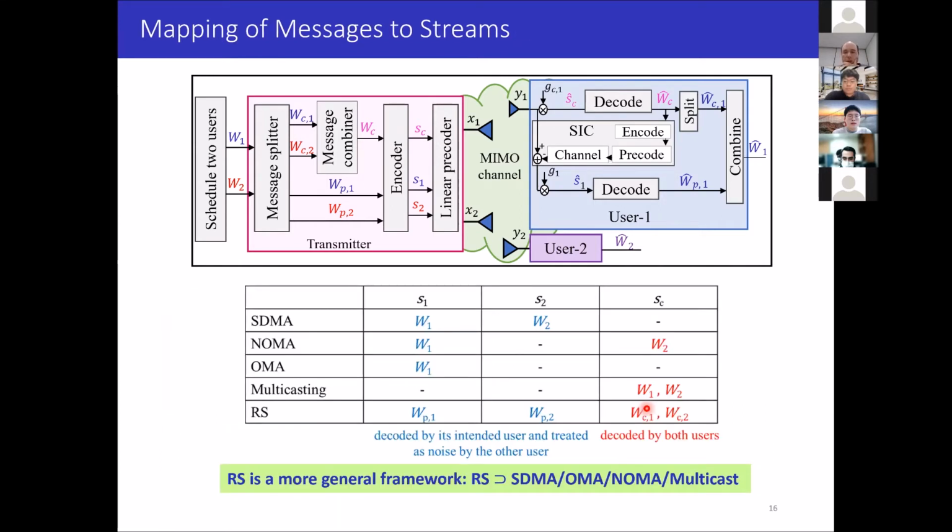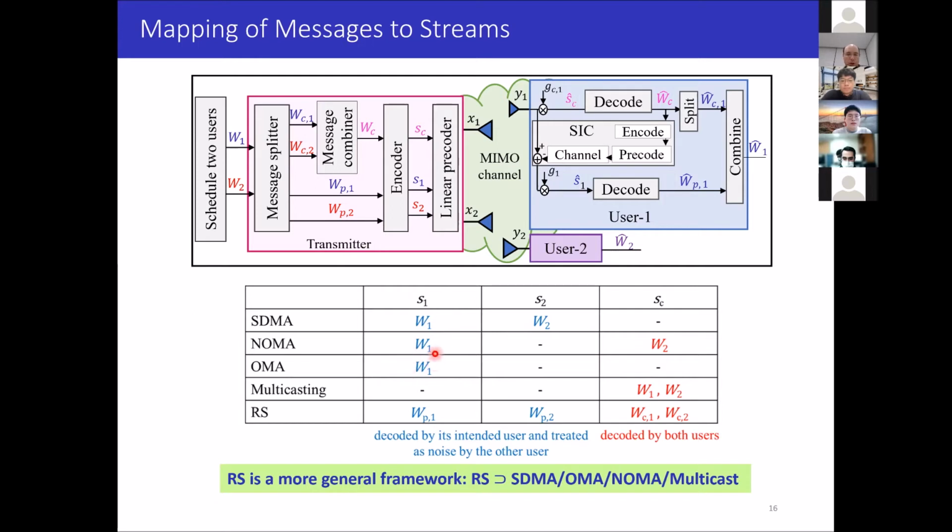Right, so a different way of seeing this is the following. Essentially, you have 3 streams, and the question is how you map your messages to those streams. You have 2 messages, and you have 3 streams. How do you map them? Well, in SDMA you put W1, W2 into S1, S2, and any interference between those 2 streams is treated as noise. In NOMA, you put the message of the strong user into S1, a private stream. The message of the weaker user, you put into the common stream. If you do OMA, you serve only one user, so you transmit either W1 or W2.